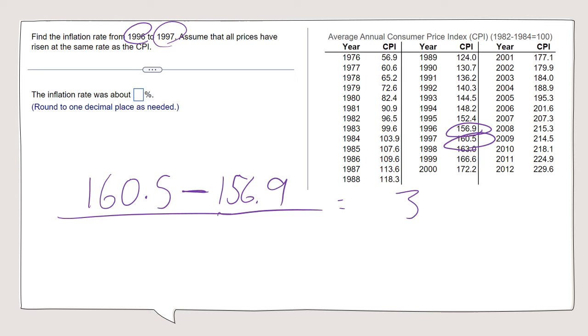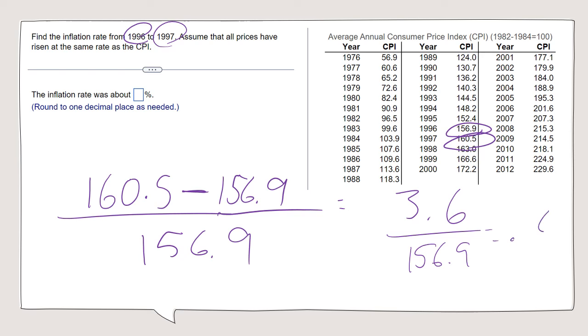So I'd be like, oh, look, I'm done. It's 3.6. But here's the catch. If we're talking about it as a percent, that means we need to know what are we dividing by? What goes on the bottom? And what goes on the bottom is what it started at, 1996. It started at 156.9. So we're going to take that 3.6 and we're going to divide it by the 156.9. And if we do that, we get 0.0229.